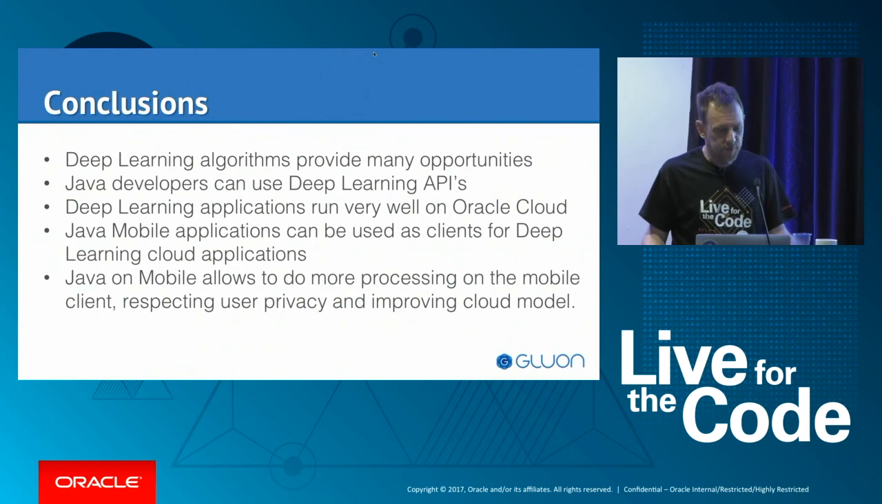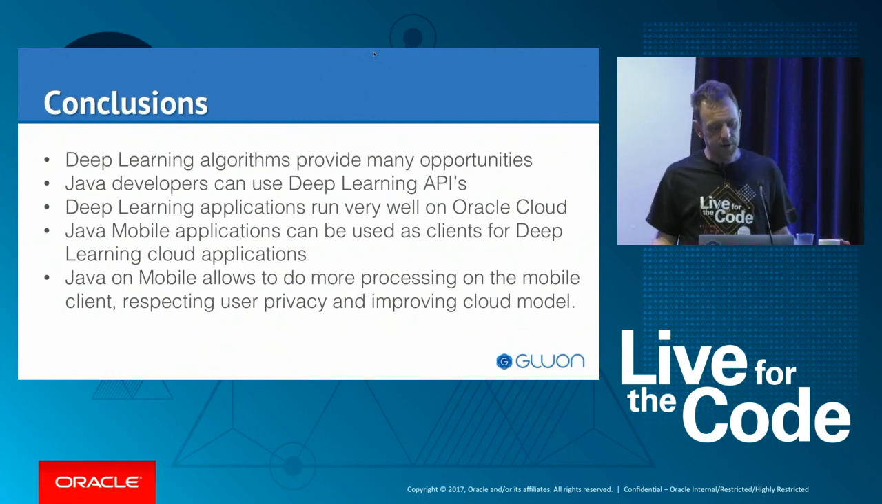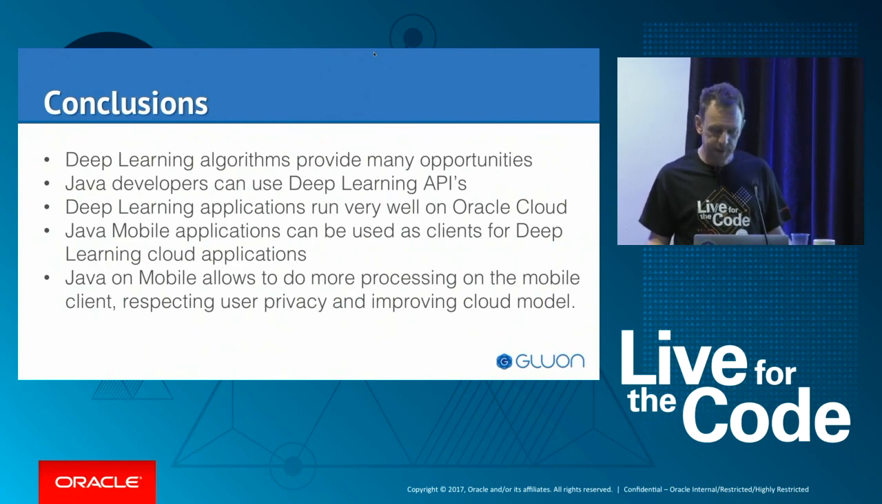So, running out of time. The conclusion is that with deep learning, there are many opportunities. Now, don't overhype it. It still goes wrong very often, and it takes lots of good data and lots of clever people to come up with the best algorithm. But Java developers can use those deep learning APIs, so there's no reason to wait.